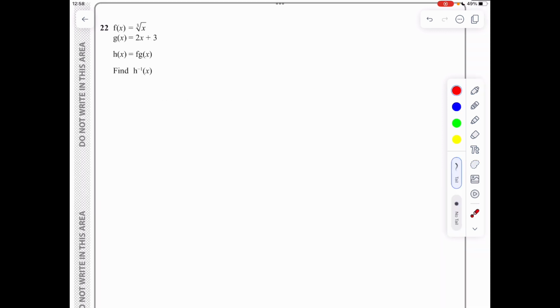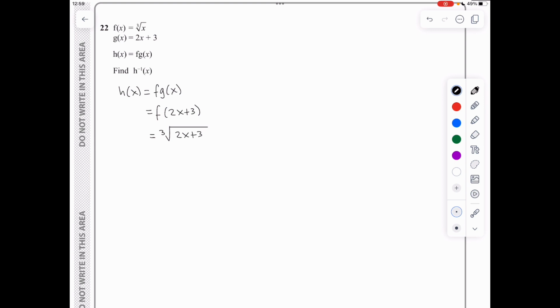In 22, we've got f of x and g of x, two functions defined here, and we are told that h of x, a new function, is the composite f of g of x, and we need to find h inverse of x. So let me start by what I'm given, that h of x is f of g of x. Well, g of x is 2x plus 3, so this is f of 2x plus 3. Well, f of x, whatever I input, I take the cube root of it, so f of 2x plus 3 will be the third root of 2x plus 3. So I've got h of x.